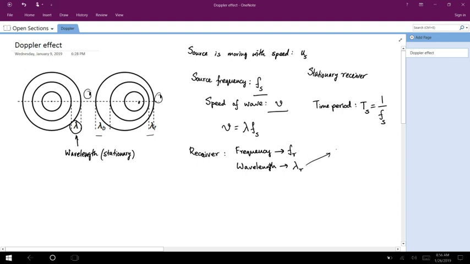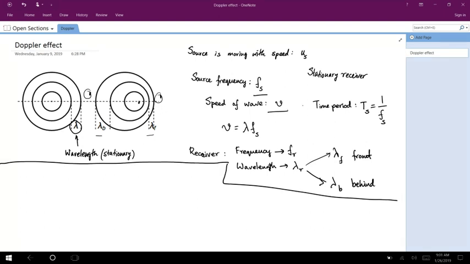Particularly, lambda r is going to be lambda f in front and lambda b behind. Now let's discuss how to express lambda f and lambda b in terms of all the known parameters in this problem. First of all, lambda f is the reduced wavelength in front of the source for a moving source. So lambda f is this wavelength over here.